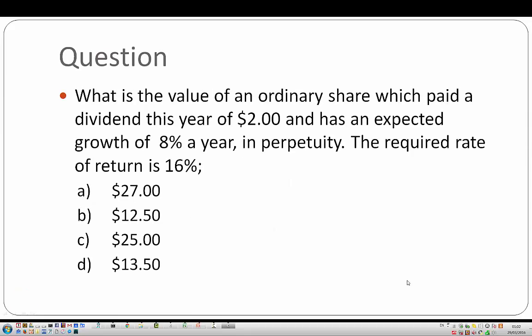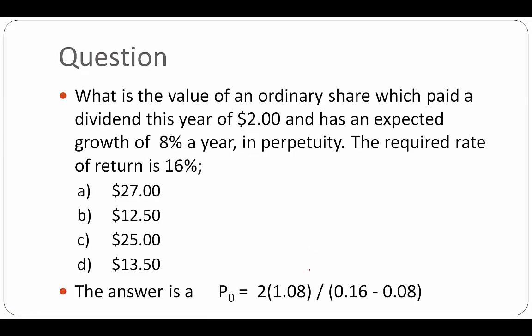Okay, so this one is actually a little bit of a trick because they've told us that they've paid a dividend this year of $2 and they've got an expected growth of 8% a year in perpetuity. So basically that means that the first dividend we're expecting to get a year down the track is not $2. It's $2 plus 8%. Okay, so the calculation will look something like this. The first dividend is going to be $2 grown by 8%.